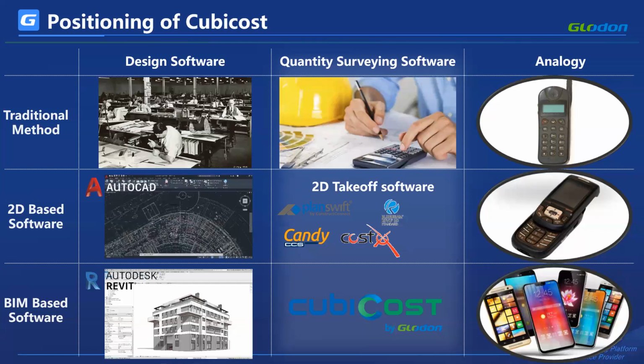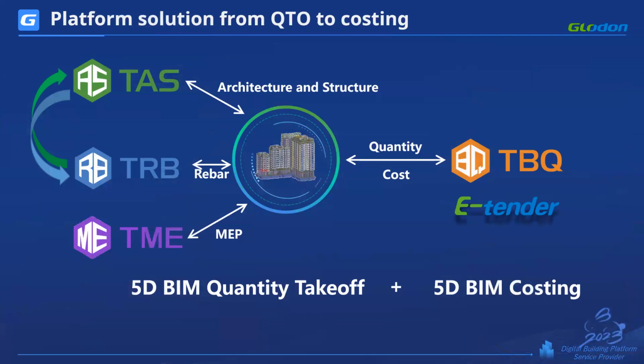CubiCost is the first ever 5D BIM software. So this is the BIM enabled software. This is like a smartphone. This is much more efficient than previous products. And if you have TAS, TRB, and TME, you can generate a 3D model. Then after creating the 3D model, you can extract all the quantities. Then you can allow TBQ to do the estimation part. After finishing the estimation, you can put it into e-tendering. Then you can do automatic tender evaluation by using this e-tendering platform.